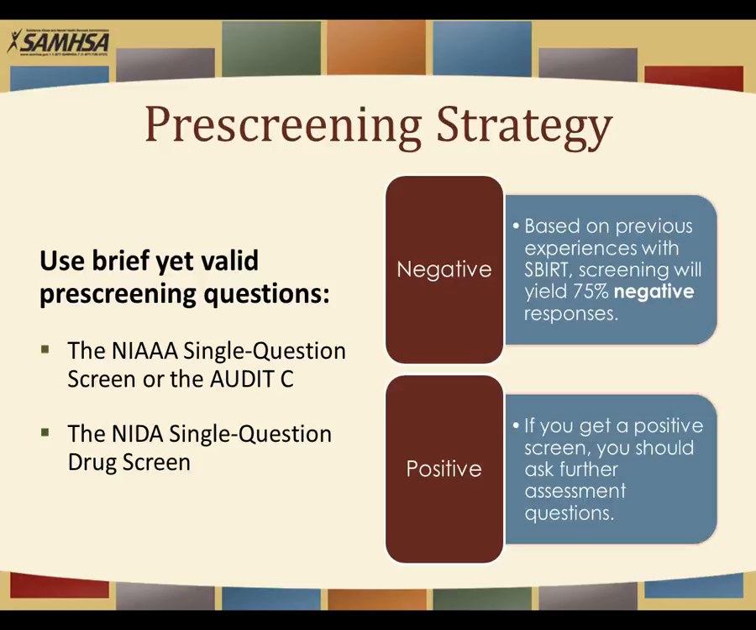There's a pre-screening strategy that we use: one brief pre-screening question, and from that decide if we need to do further assessment. Research shows that about 75% of the responses will be negative, which means that 25% will be positive, and you should ask further assessment questions.